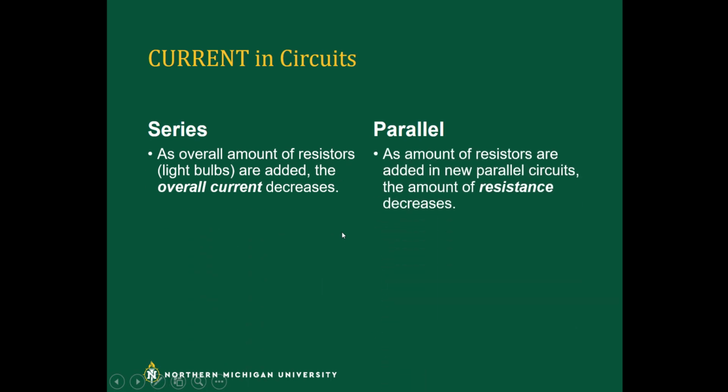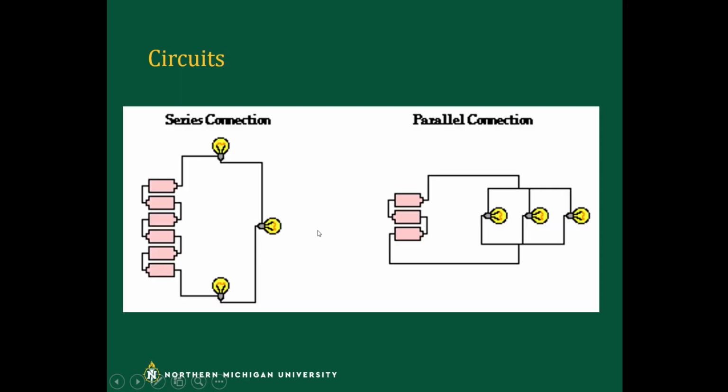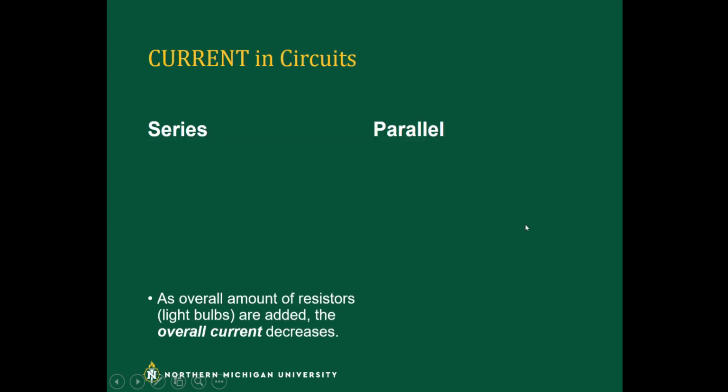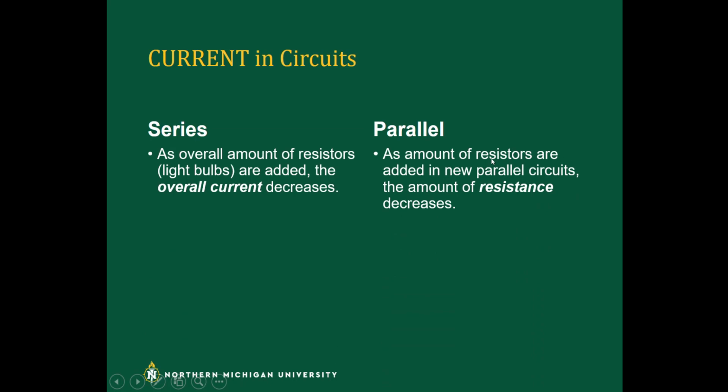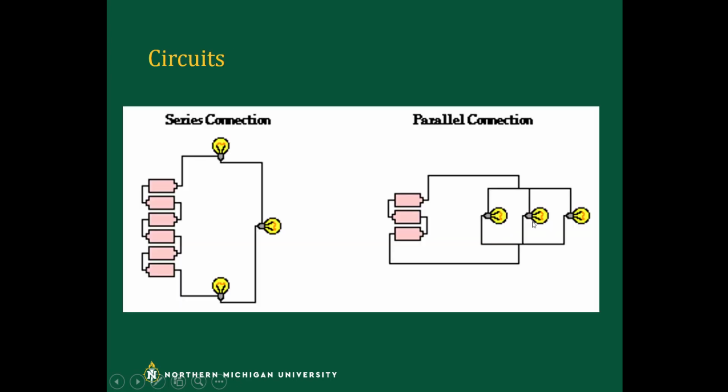So it's also important to note that in a series circuit, as the overall amount of resistors, in the last case, light bulbs, are added, the overall current decreases. Right? So if you look backwards here, the more resistors we add, the current that we have going across all of them is decreasing, as opposed to parallel, where as the amount of resistors are added in new parallel circuits, the amount of resistance decreases, right? Because we're providing new pathways for everything to go.